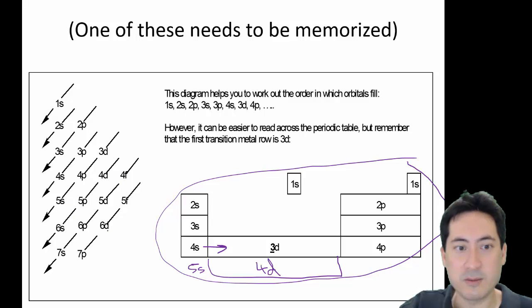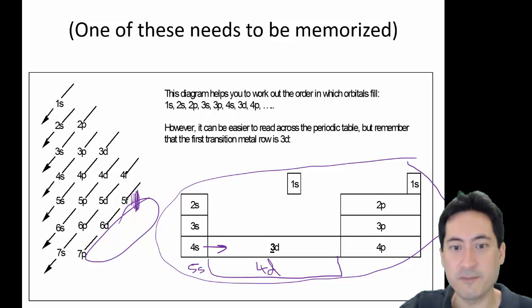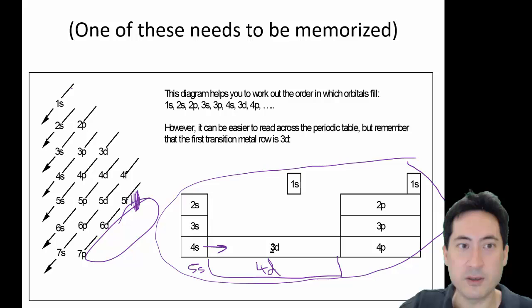You're not going to be asked the ones too far down over here, so you can kind of forget about the 4 after the F's. And then what you do is you can draw these parallel lines that go from the top right to the bottom left, and that will give you the correct order.